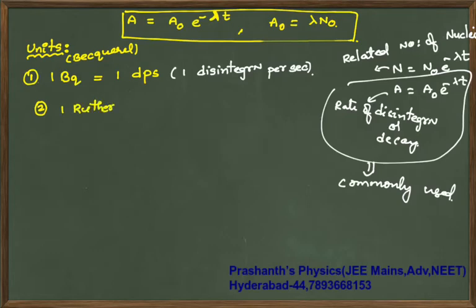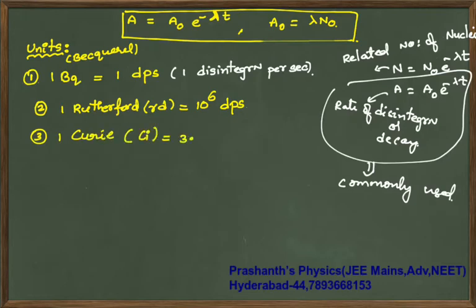Okay, 1 Rutherford is represented by the symbol Rd, which is 10 power 6 dps. dps is the SI unit. Right. Next, 1 Curie. 1 Curie is represented by Ci, which is 3.7 into 10 power 10 dps. So this is your activity.